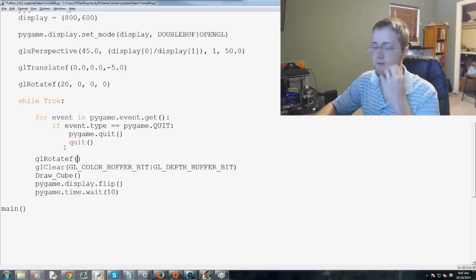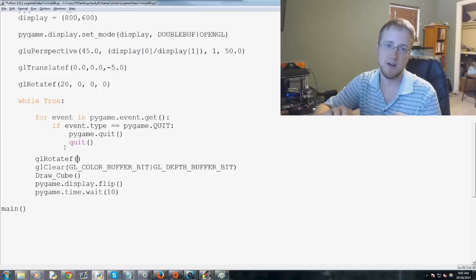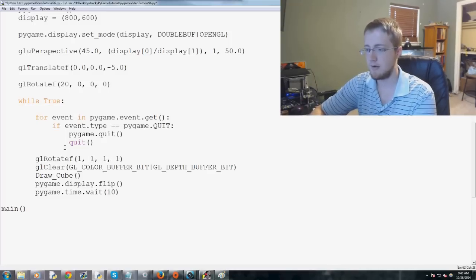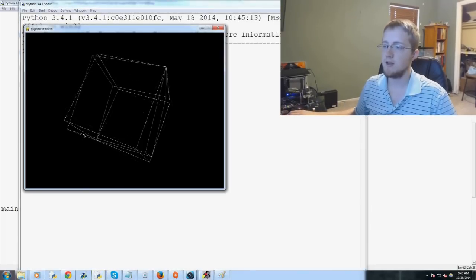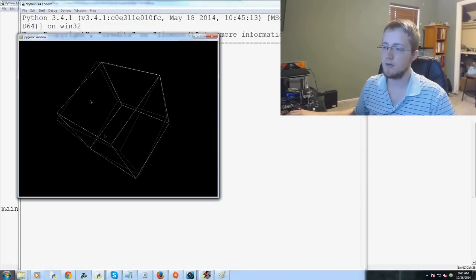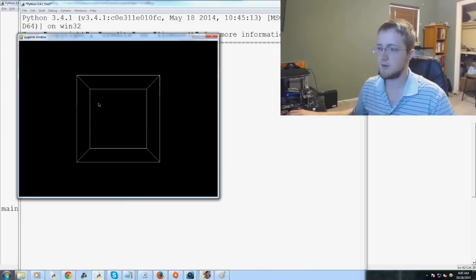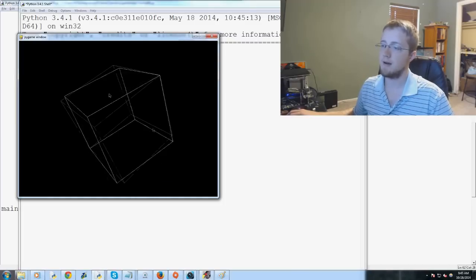This takes the following parameters: angle, X, Y, and Z. We'll modify it by 1, and then for X, Y, Z, let's just put 1, 1, 1. Save and run that, and now you have yourself a beautifully rotating cube. I'm recording at like 7 frames a second, so it probably doesn't look as good on my screen as it does on yours, but there you have a rotating cube.